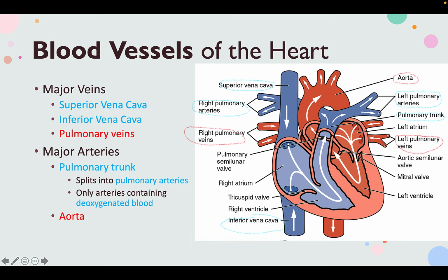That's the only time the arteries and veins color is going to switch, is when it comes to the pulmonary circuit. And then we have the aorta, which is red, and all the blood leaving the heart goes out to the rest of the body from the aorta and is oxygenated at this point.